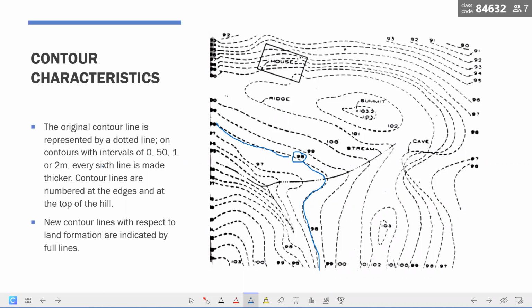But with this rule, the solid sixth line intervals make it easier for you to identify larger intervals within the site or within the map.